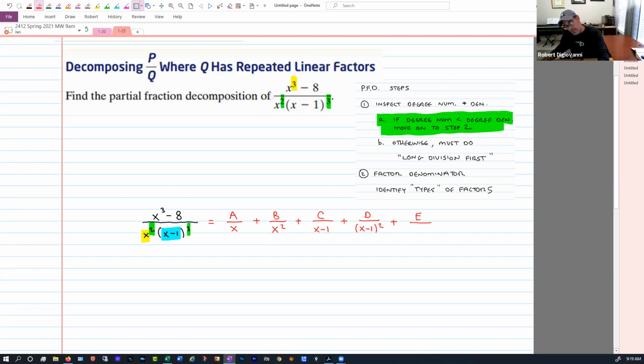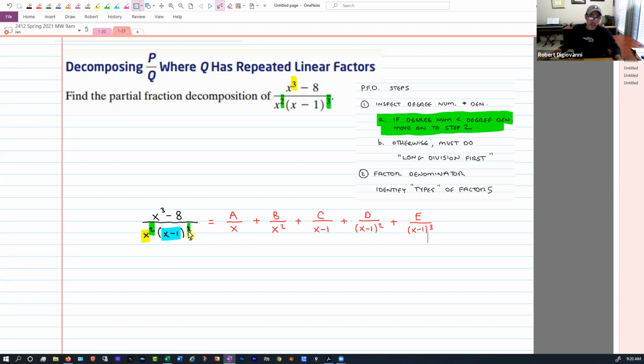E over x minus 1 cubed. And that's where I stop. I stop there because there's a cubed here. So it's like you're building up, you keep building these up until you get to the highest power, and then that's when you can stop.